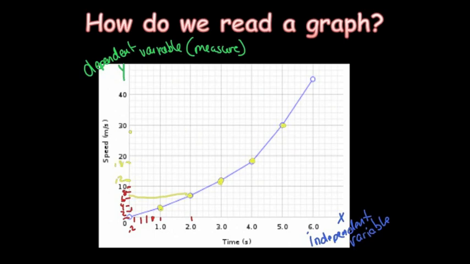At the 5 second mark, you're going 30 meters per second. And at the 6 second mark, you're going about 45 meters per second. So at each point across the x-axis, you can find the value looking up and going across on the y-axis. Okay? That's how we read a graph.